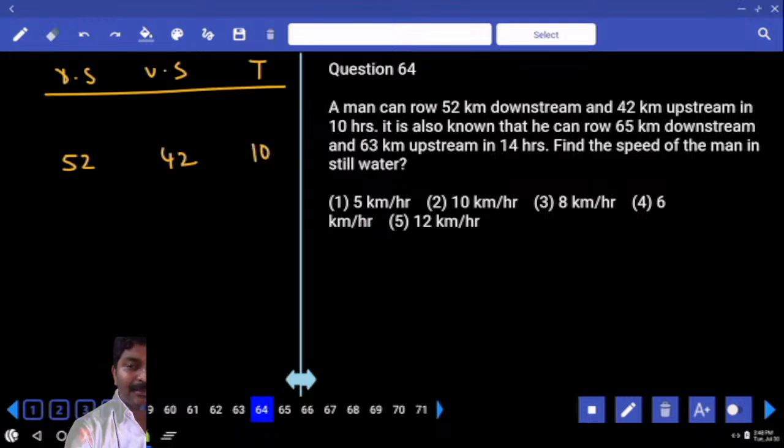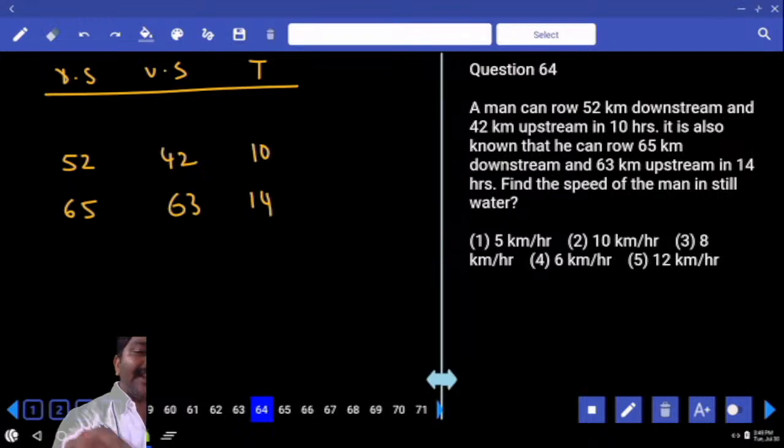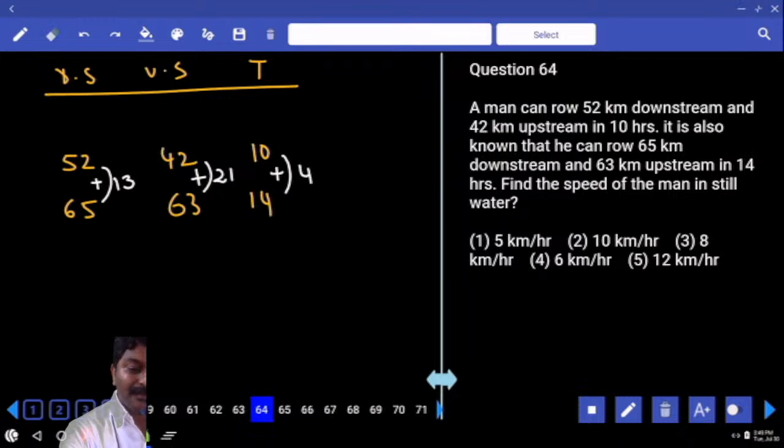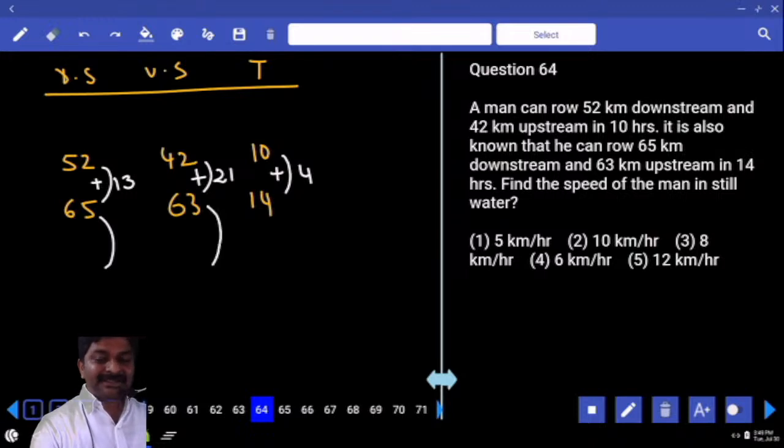Next case, how much distance is covered in downstream? Upstream? Time? Now what I'll do is observe the difference here. What is the change? What happened here? Plus 13. What happened here? Plus 4, correct? Again from here, if we add 13 kilometers, add 21 kilometers, here also you should add 4 hours.